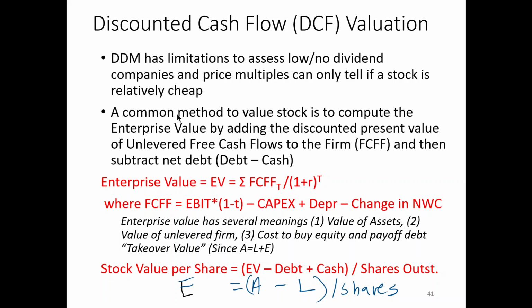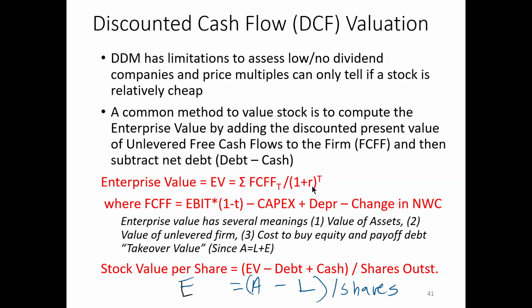So a common method to value stocks, and probably the most common method, is to compute the present value of free cash flows, also called a discounted cash flow model. First you calculate the enterprise value by adding the discounted present value of unlevered free cash flows, those are FCFFs, and then subtract out net debt if cash is not needed for operations. To get the EV, you take the present value of FCFFs discounted at some rate R.